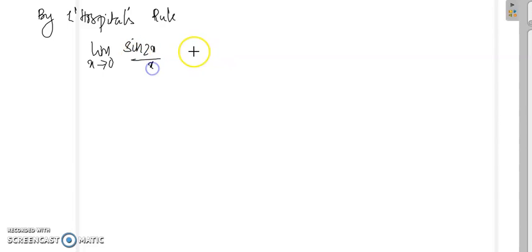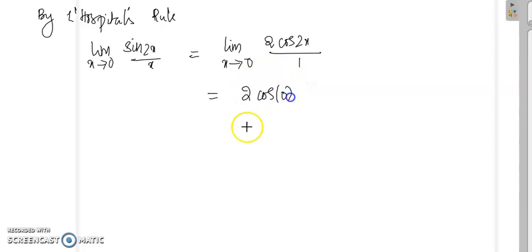0 by 0 form. Therefore by L'Hospital's rule, limit x tends to 0, sin 2x by x will be equal to limit x tends to 0, taking the derivative of the numerator, 2 cos 2x by 1. Now take the limit, that will be 2 cos 0, so that will be equal to 2. So therefore the limit is equal to 2.